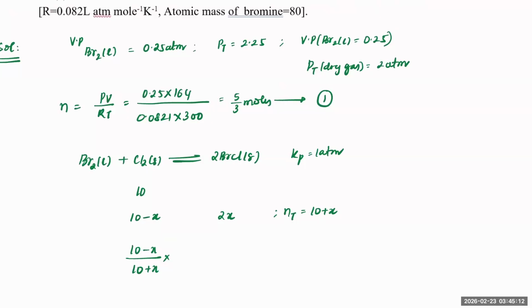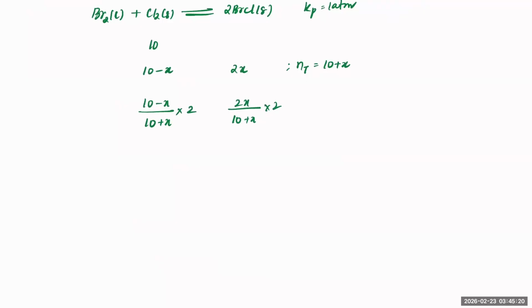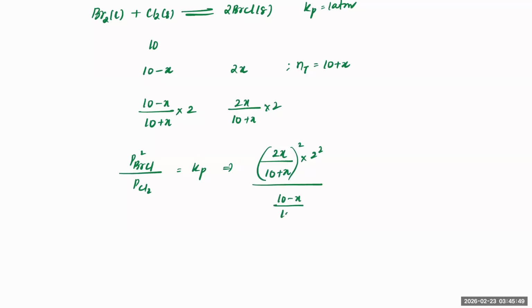Achha, how much is the total dry gas pressure? 2 atm. So 2x by 10 plus x into 2, and 10 minus x by 10 plus x into 2. So these are the partial pressures. I can write that partial pressure of BrCl squared by partial pressure of Cl2 must be equal to Kp. So that is 4x by 10 plus x, whole squared, divided by 10 minus x by 10 plus x into 2, and that should be equal to 1.